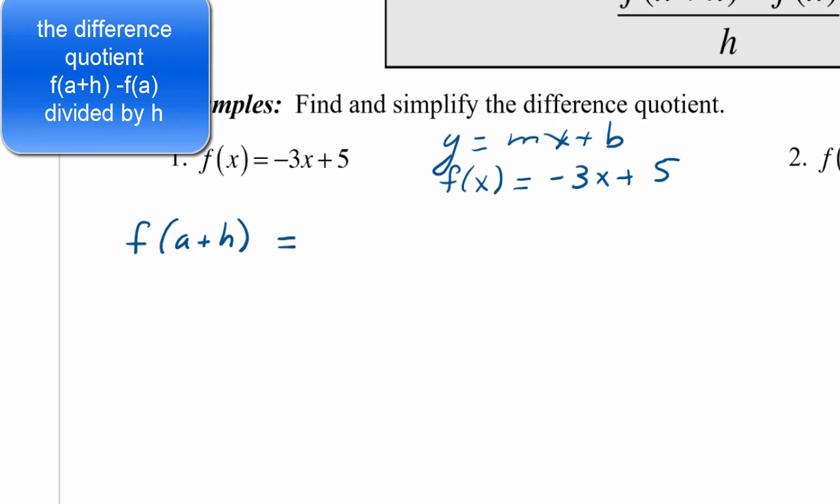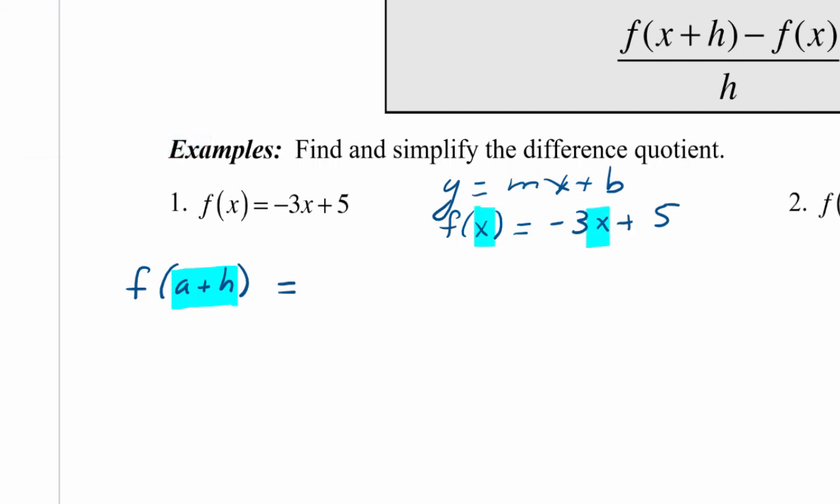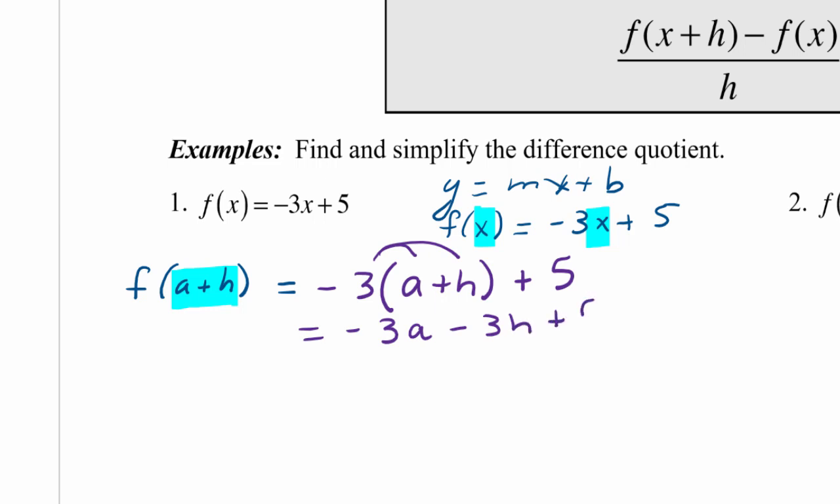And now, I know that you know by now that that means that we're going to replace our x in our linear function with the a plus h. So that a plus h is going to replace this x in our function. So I'm going to write negative 3 times, and then where the x is, we put the a plus h, and then just write the plus 5. Okay, and let's go ahead and use distributive property here and just distribute the negative 3. So that we get negative 3a minus 3h plus 5. Okay, so that's our f of a plus h.